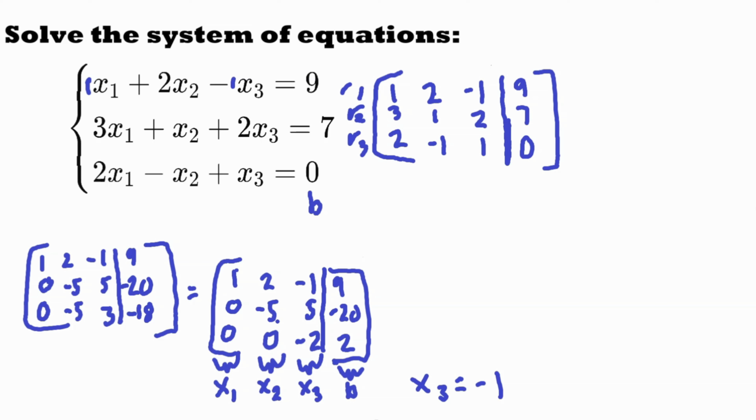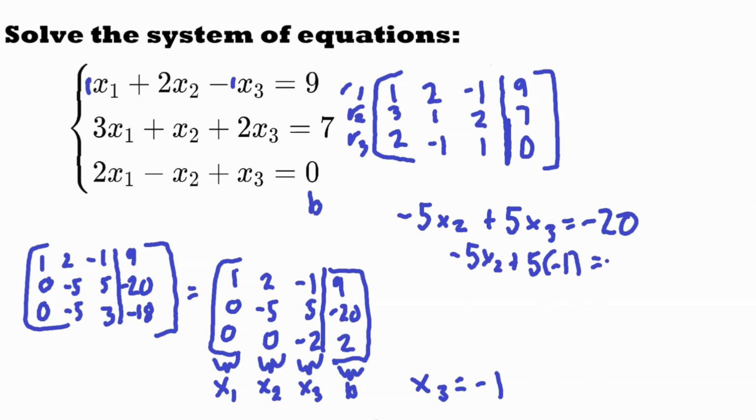Equal to negative 1. So now let's look at the second row where 0 x1, I'm not going to write out the 0, negative 5 x2, plus 5 x3 is equal to negative 20. So now you may think we have two variables here, so how do we solve for them? Well, we already know that our x3 is equal to negative 1, so we just plug in negative 1 for our x3. That is equal to negative 20, so we get that negative 5 x2 minus 5, because 5 times negative 1 is negative 5, is equal to negative 20.